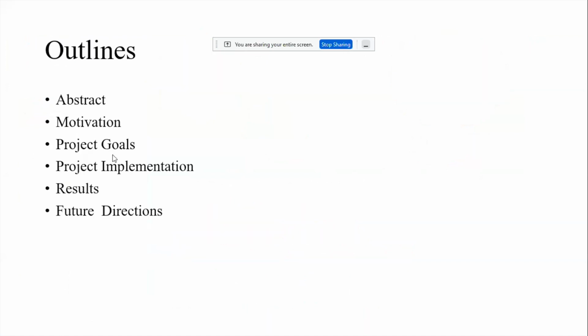Talking about the outline, here I will be covering the abstract, which is a summary of the entire project; the motivation, the driving factor behind choosing this topic and why it is important; project goals, which are the specific objectives I wanted to achieve; the implementation, the technical steps taken to build the solution; the results, the outcomes achieved during the project; and the future direction, where the project can go from here.